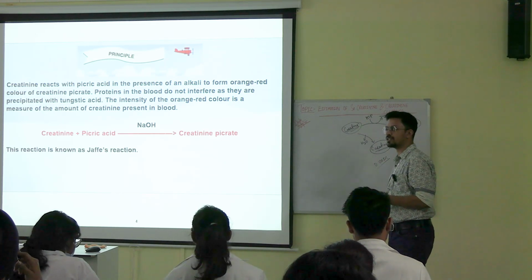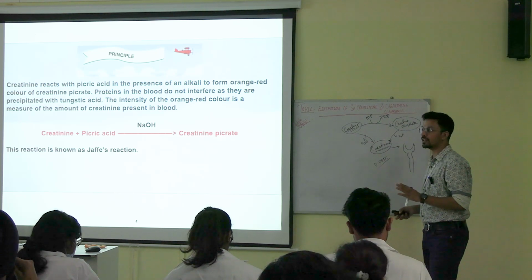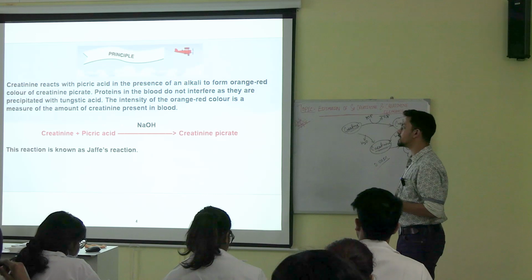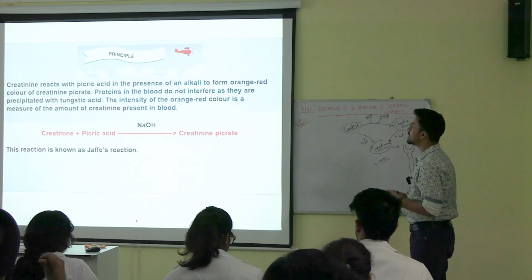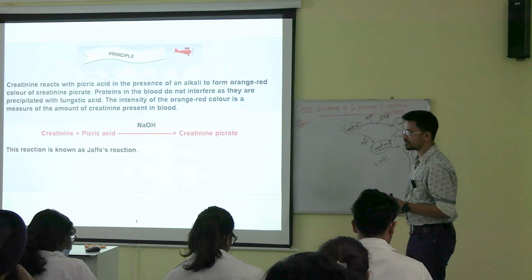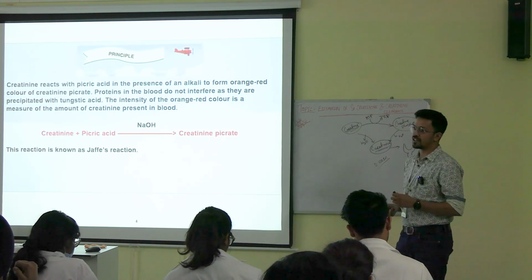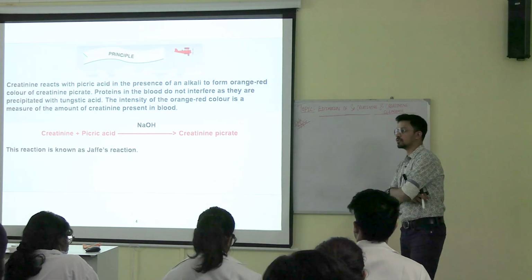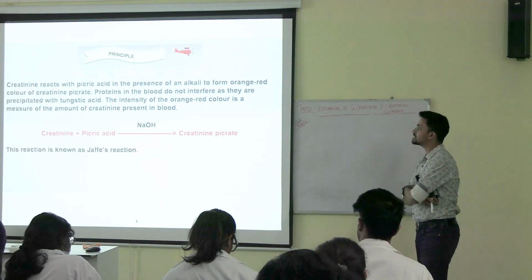The exact same process that you have already done in glucose, protein, urea, and now it's about creatinine. The principle is the same, but over here the reaction is happening between creatinine and the picric acid, forming the creatinine picrate. The intensity of the orange-red color is a measure of the amount of creatinine present in the blood. The same thing, exact same process. And this reaction is known as the Jaffe's reaction. Everybody understood?